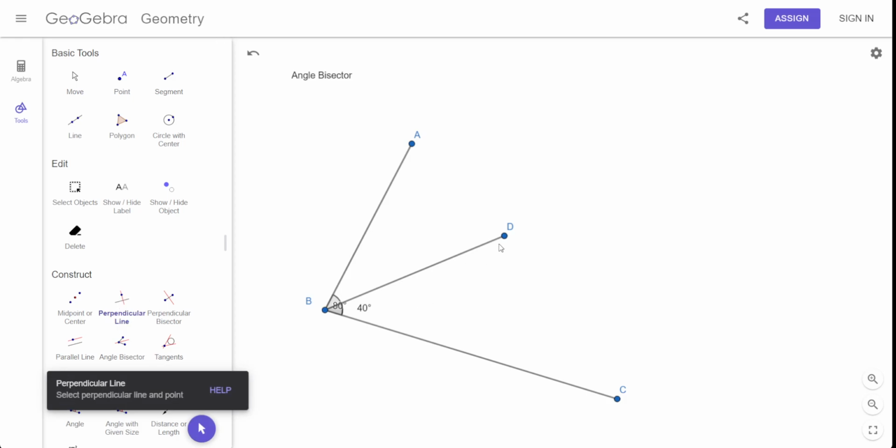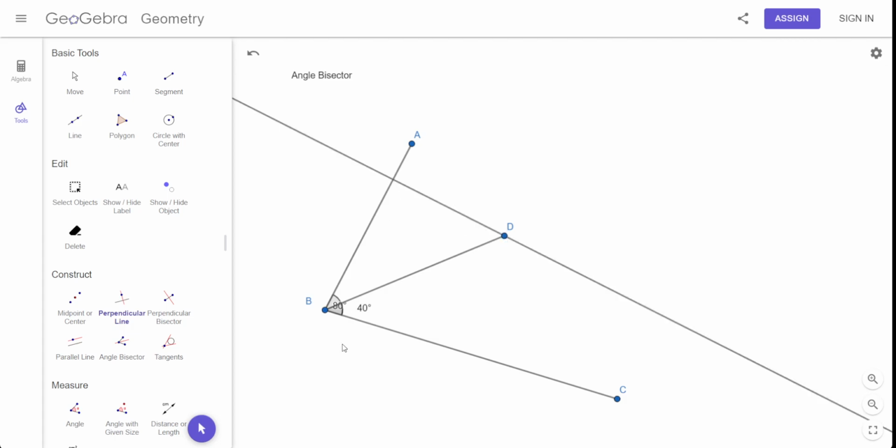So what I'm going to do is go from here and go perpendicular to this. Boom, there it is. All right? See how it made that right angle right there? Then I'm going to do the same thing, go from this point. I'm going to go perpendicular to this line. See what it did? It's perpendicular.